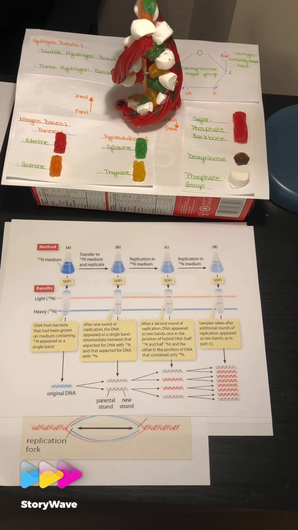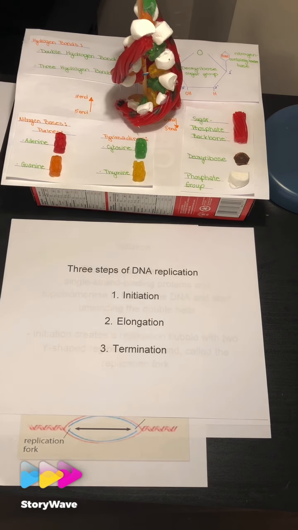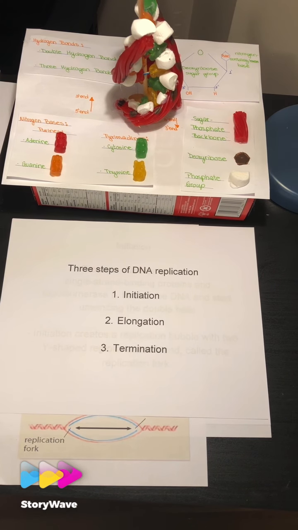So now that we learned about how scientists concluded that the semi-conservative model was the correct model for DNA replication, let's see the 3 steps of DNA replication. So the first step is the initiation phase, which is when a portion of the DNA double helix unwinds to expose the bases for new base pairing.